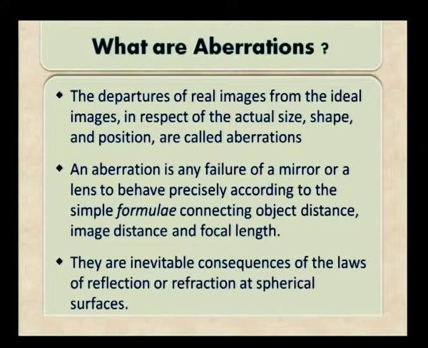So, an aberration is any failure of a mirror or a lens to behave precisely according to the simple formulae connecting u, v and f. All of you know how you define the focal length in the case of a concave mirror. If you say f is the focal length of a concave mirror, you write 1 by f is equal to 1 by u plus 1 by v, where u and v are the object distance and the image distance.